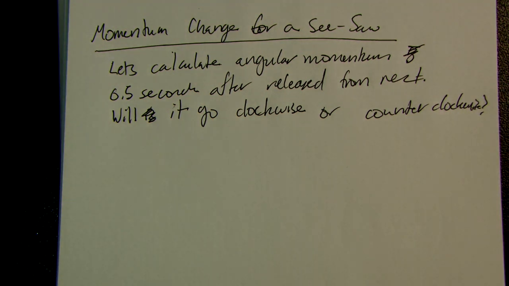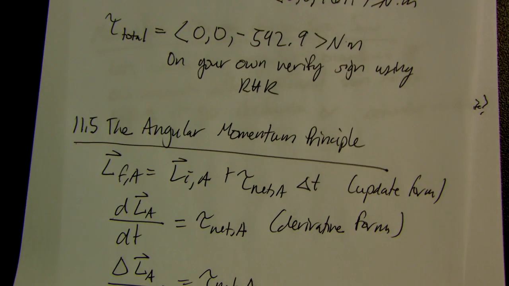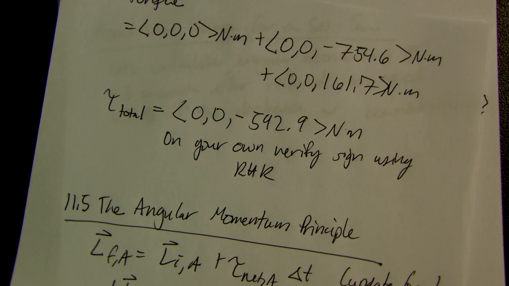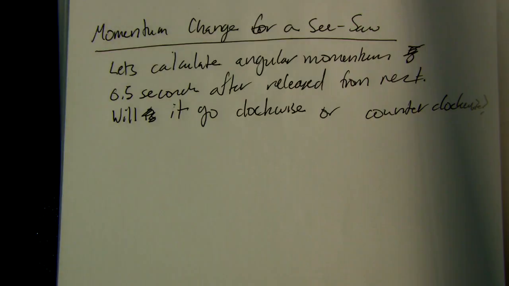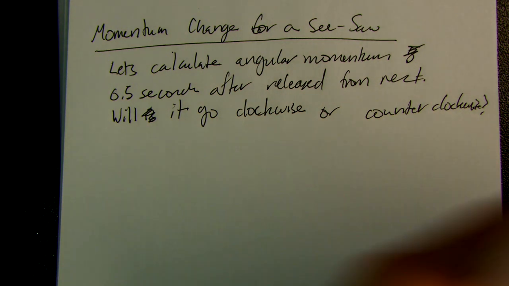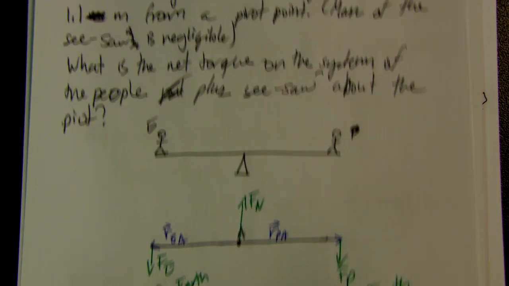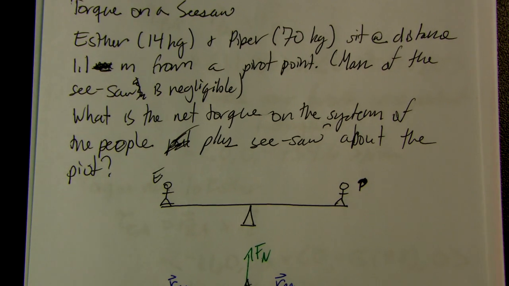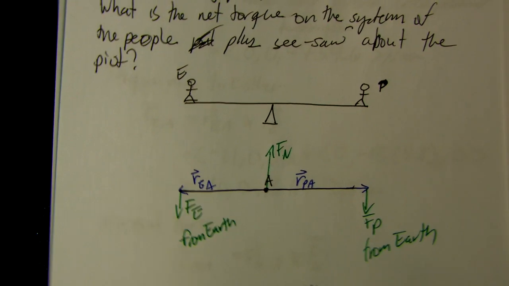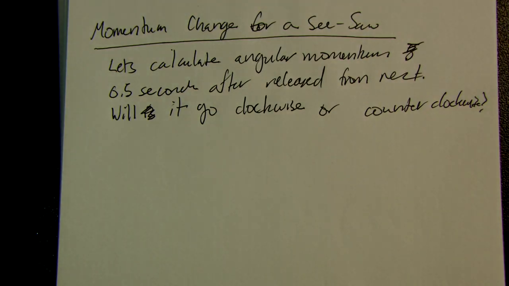Okay, so the net torque on that system, which we have previously calculated, here it is, minus 592.9 in Z. And the problem setup, just a quick reminder: we have 2 people, 14 and 70 kilograms respectively, sitting 1.1 away from a pivot point. So that's the problem we're referring to.